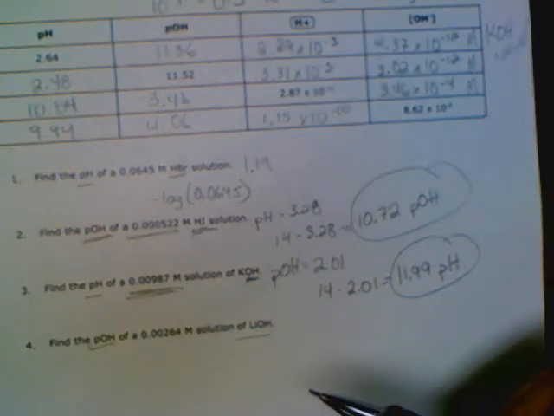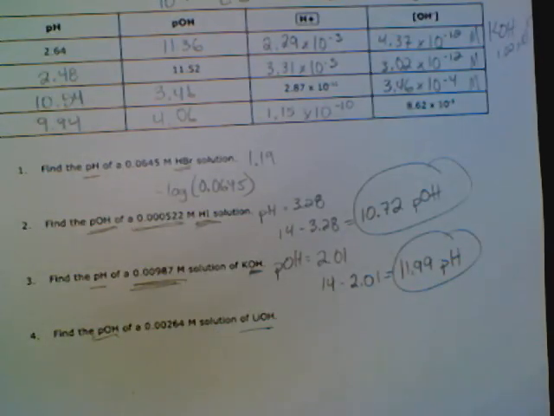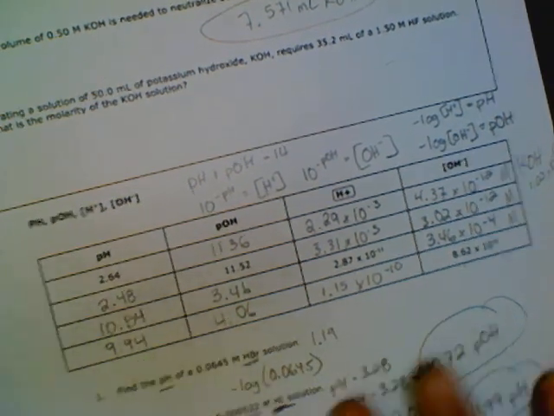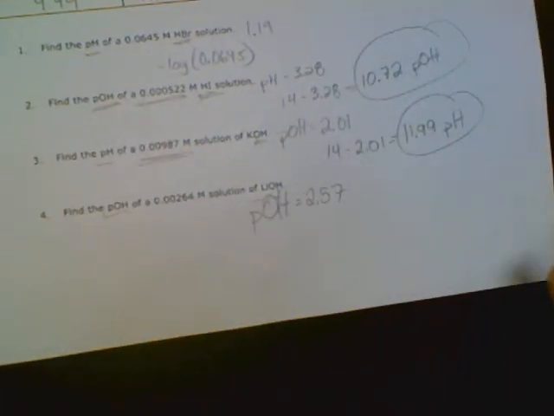All right, last one. They want a pOH, and they've given us a hydroxide solution. Oh, finally, just take the negative log of it. Negative log 0.00264 is 2.57. pOH equals that. That's it. There is one other one that I want you to be able to do.